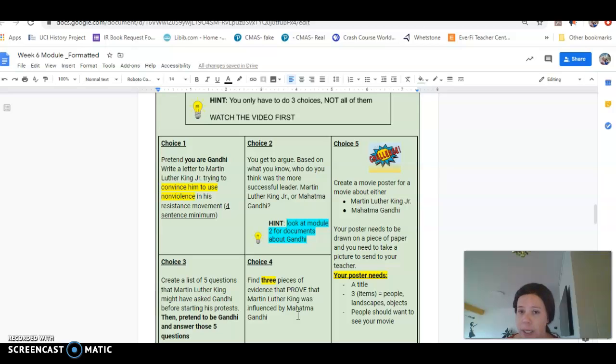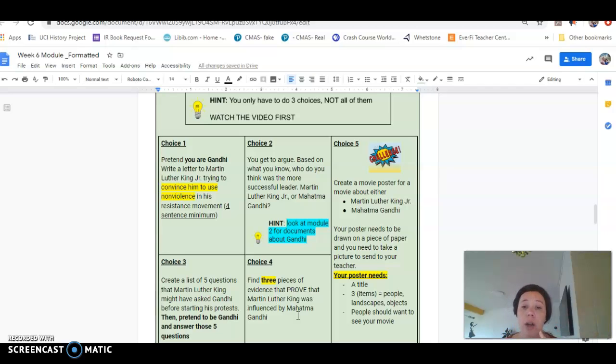And then the last choice that you have, this is the challenge one, it's a little more serious. You're creating a movie poster for a movie about either MLK, like if you were creating a movie poster for Selma, the movie that showed the march, or one for Mahatma Gandhi, like where the Salt March protest came from Gandhi.